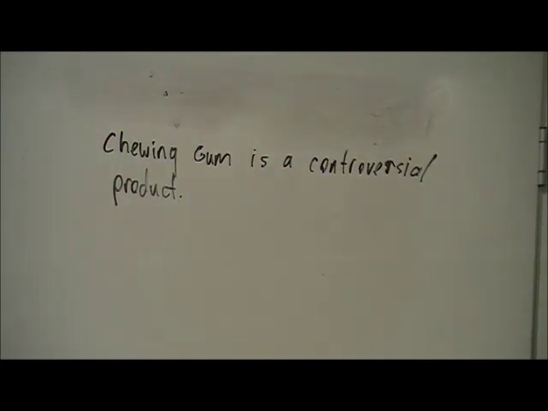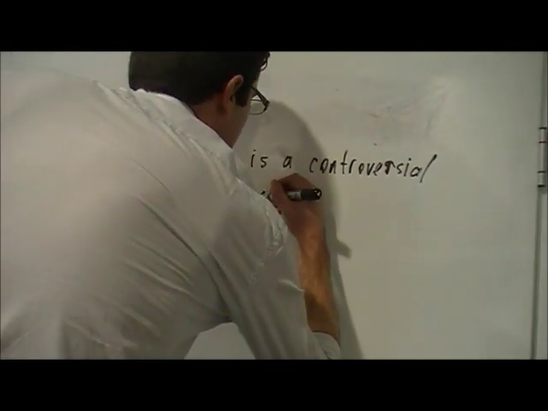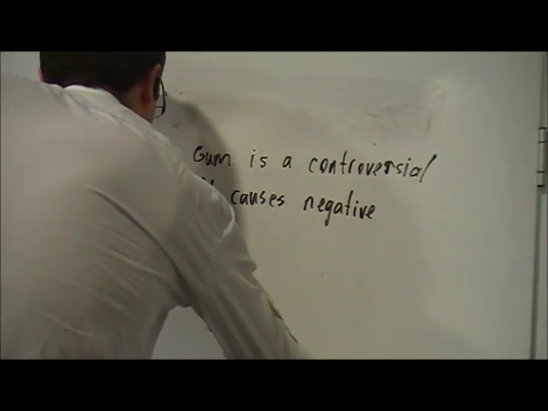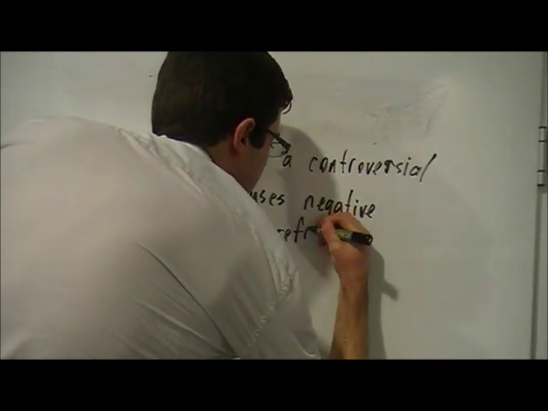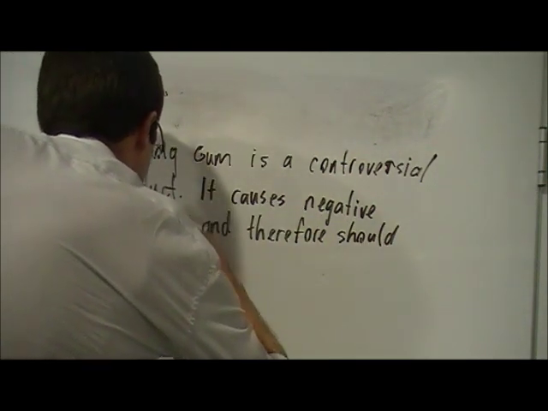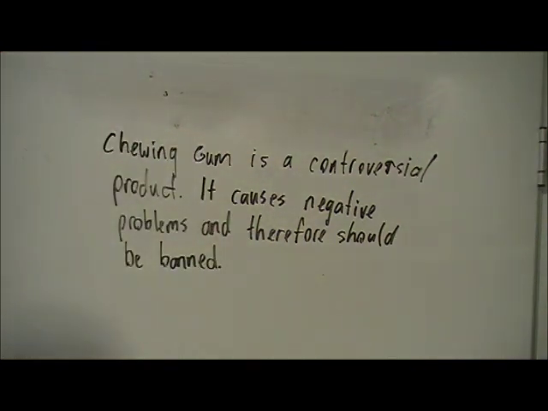Now obviously chewing gum in my discussion is going to be quite a negative thing. So I'm going to hint to that in terms of what I'm going to actually mention for my essay. In this case, I'm going to write something fairly simple. I'm going to say it causes negative problems and therefore should be banned. There we go. Second stage complete.